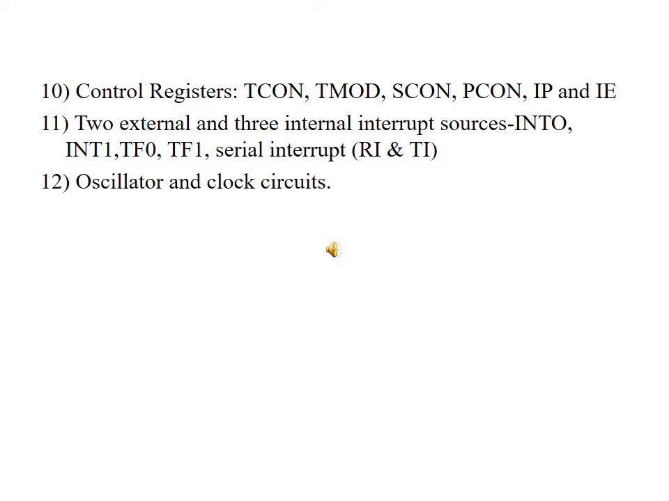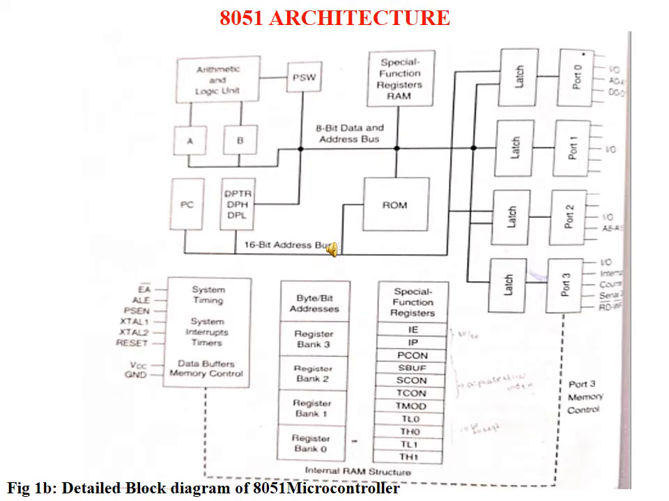And the next feature is that it has 2 external and 3 internal interrupt sources. INT0 and INT1 form the external interrupts. TF0, TF1 and the serial interrupt, that is RI and TI, form the internal interrupts. Next is the oscillator and the clock circuits. So these are some of the important features of the 8051 microcontroller.